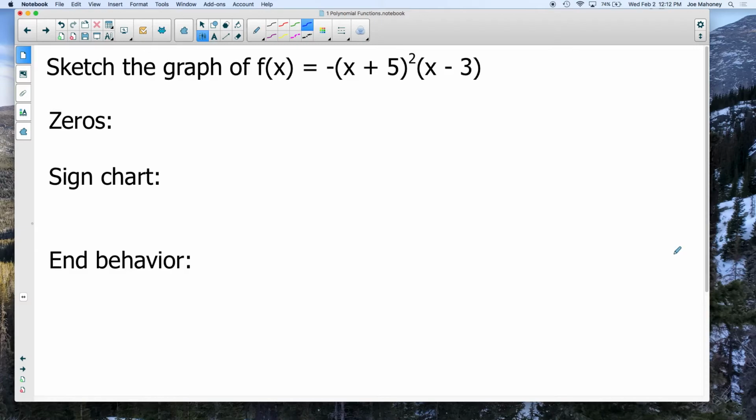So take a minute if you want, sketch this graph, find the zeros, make a sign chart, end behavior, do all that good stuff. I'll wait for you. Give it a shot. Try it. Accept the challenge.